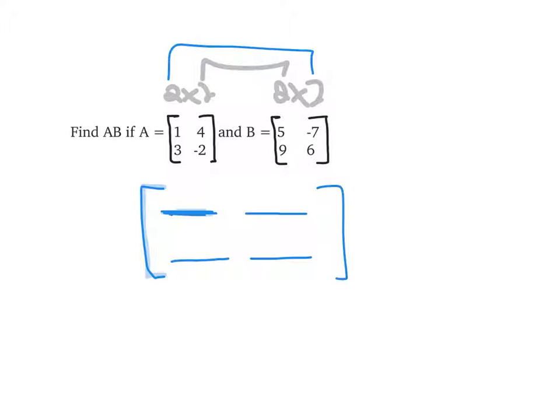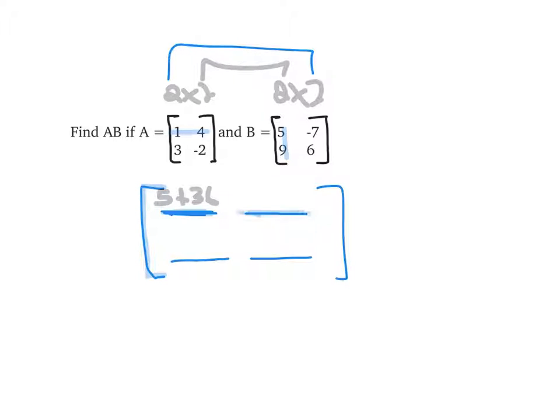To get that, I'm going to do the first row times the first column, going across and down. 1 times 5 is 5. 4 times 9 is 36. Okay, so that's the number that's going to represent the first blank there.